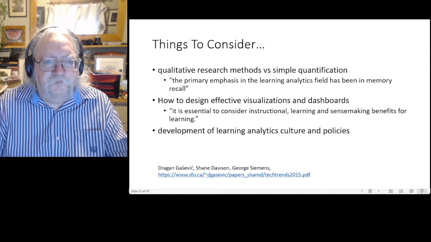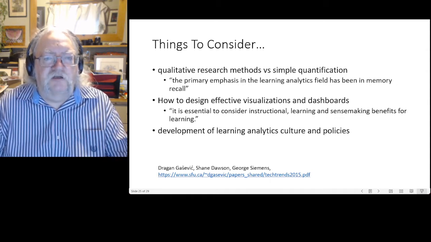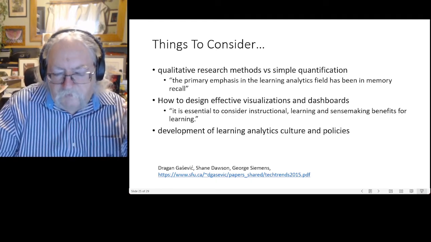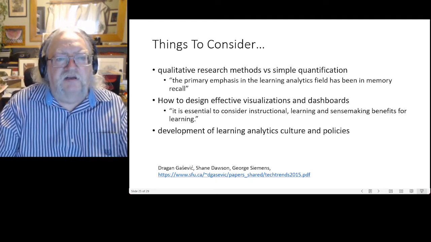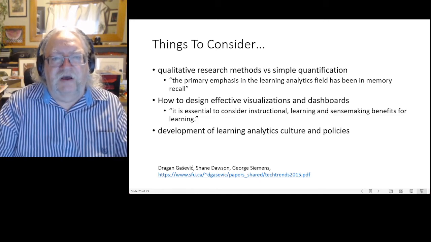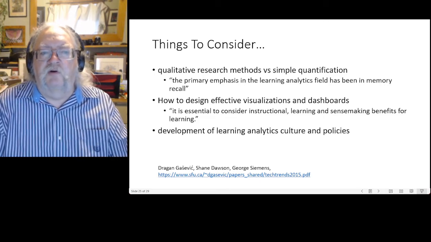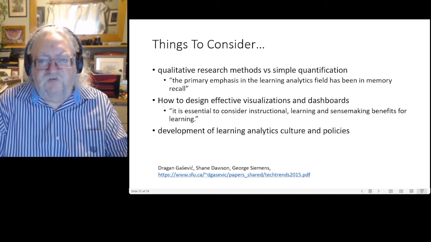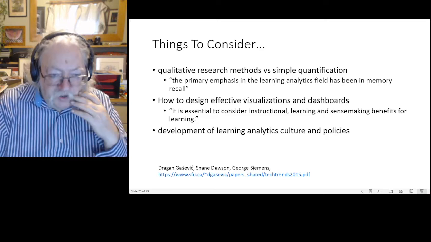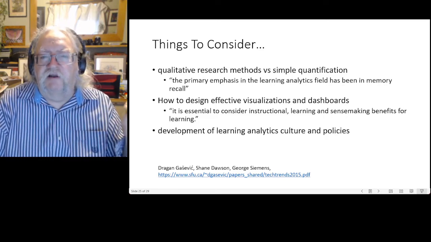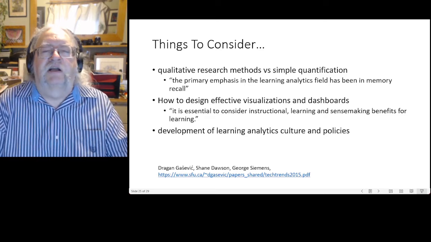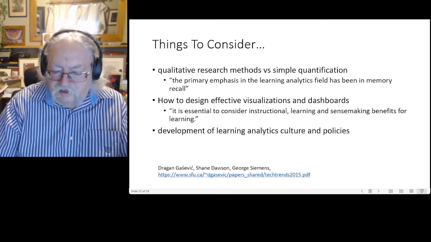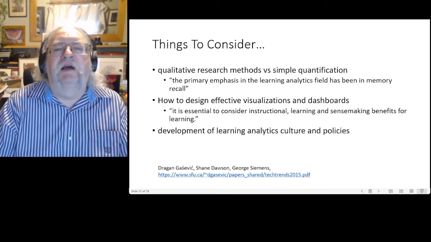Things to consider, again from the same authors. When you're working with your pedagogical models, consider qualitative research methods versus simple quantification. As they write, the primary emphasis in the learning analytics field has been memory recall. But there's more to learning than memory. And I've often said, learning is not memory. Learning is not remembering. Learning is, in important ways, becoming something.